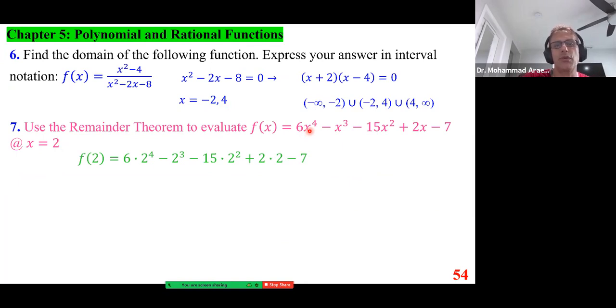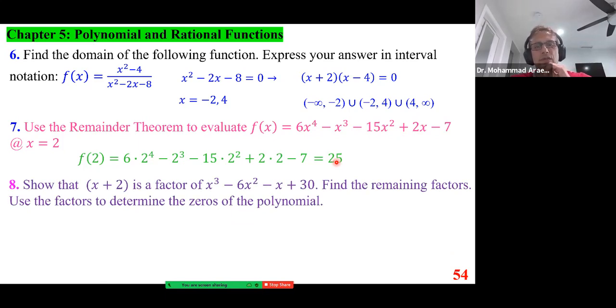So 6 times 2 to the power of 4, minus 2 cubed, minus 15 times 2 squared, plus 2 times 2, minus 7. You do the math, you end up with 25. Now, if by any chance this is 0, this becomes the factor theorem, which means x minus 2 is a factor of this function, which it is not, because the remainder is a number other than 0.